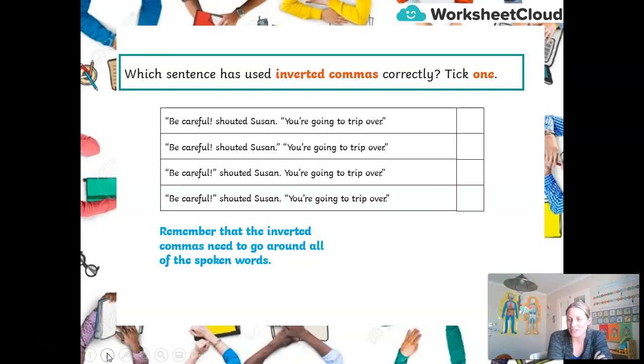Remember that inverted commas or speech marks go around the spoken words, but not around the reported clause, which is who is saying it. There we go. It is the 4th one. Be careful. Speech marks. Shouted Susan. Remember, I've got here my punctuation inside my speech marks. You're going to trip over. There we go.